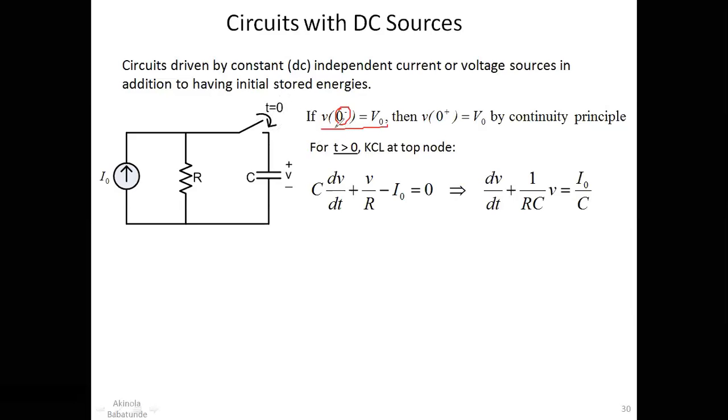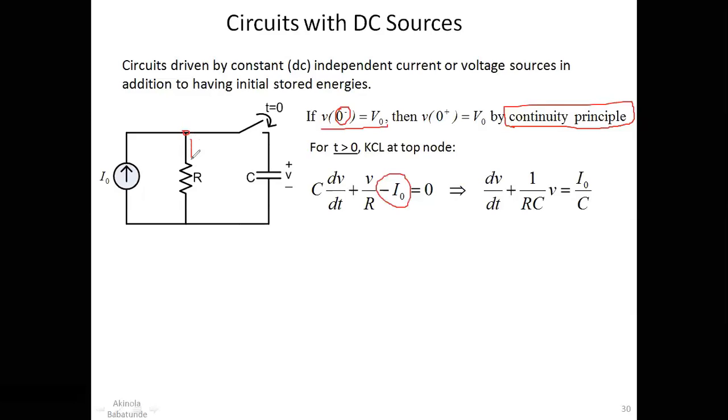So if V of 0 minus is equal to V naught, then V of 0 plus is also equal to V naught, following the continuity principle that we talked about when we started this teaching. So for t greater than 0, KCL at the top node, this is the node we're talking about here, KCL at this node would mean that current coming in would be negative. So you have minus I naught, that is what is coming in here.